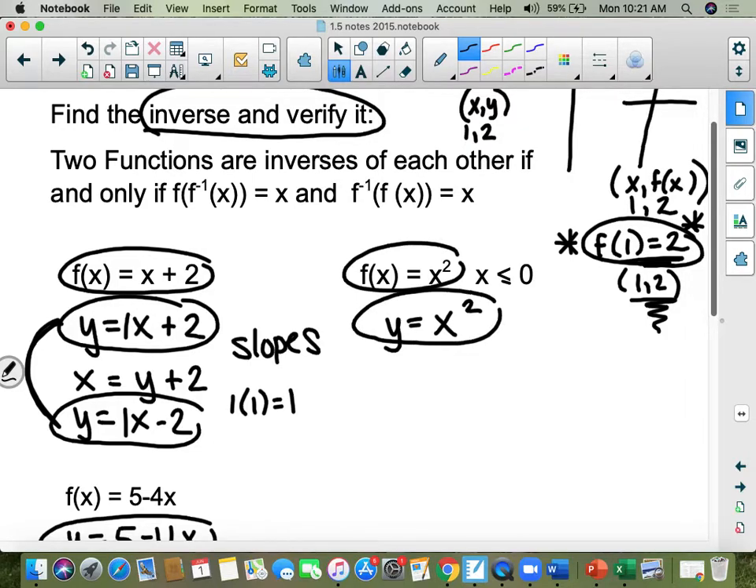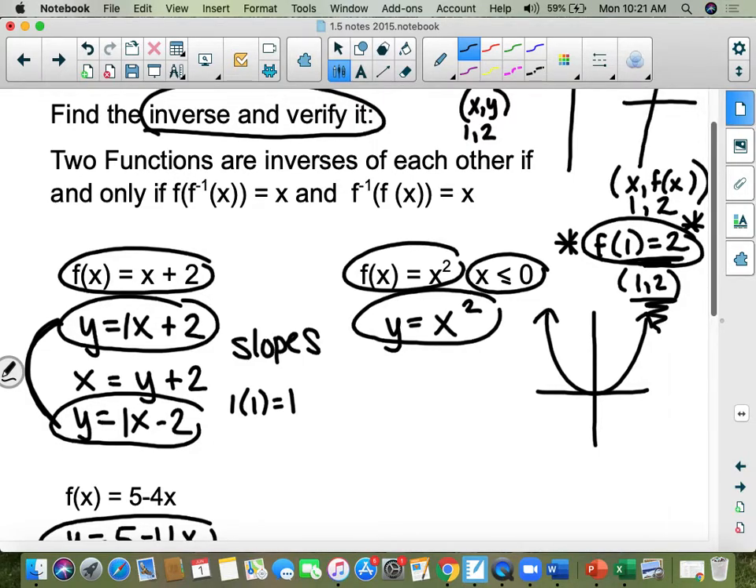I can only do this when x is less than or equal to 0. So what does this look like? Right now it looks like, you know what y equals x squared looks like. It looks like a parabola. But this stipulation is really important. Right now, you can't find the inverse because when you do the horizontal line test, it goes through it twice.